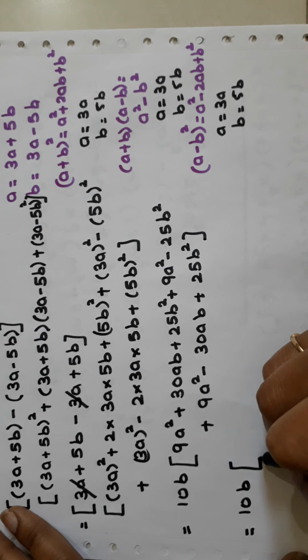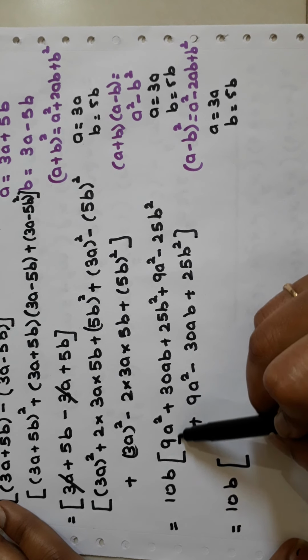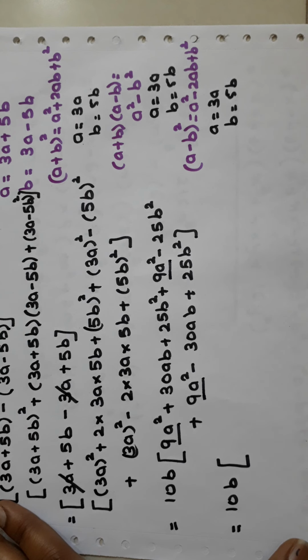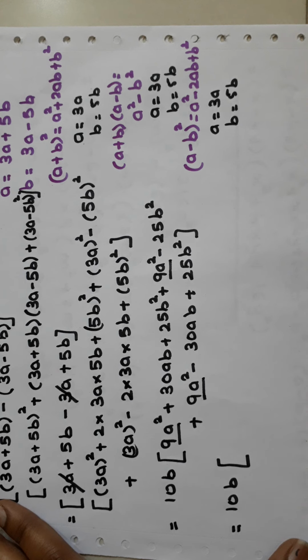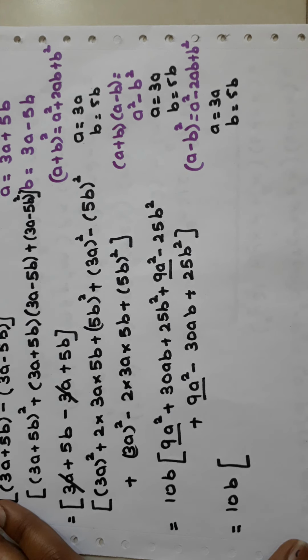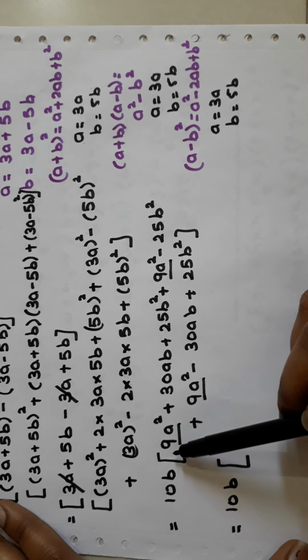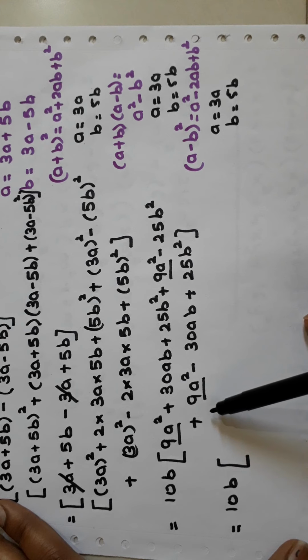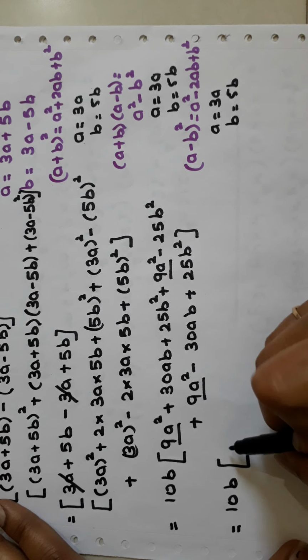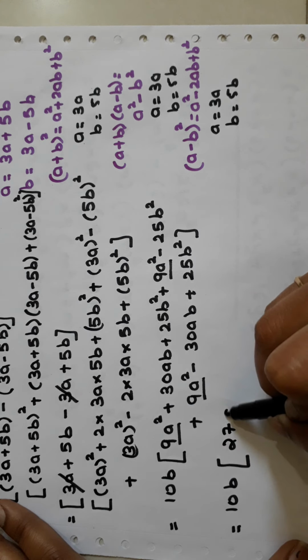10b, 9a square, 9a square and 9a square. All the three terms are like terms because the variable is the same in all the three terms and the power of the variable is also the same. So the three terms are like terms and we can add them. I am going to add because the sign of all the three terms is plus. 9 plus 9 is 18, 18 plus 9 is 27, and the variable a square.